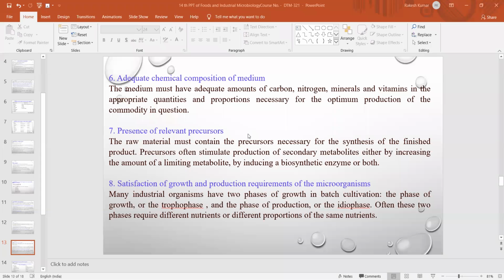Many industrial organisms have two phases of growth in batch cultivation. So automatically you have an idea about its growth behavior, how much time it will take during lag phase, how long the log phase is, what type of nutrient you have to add in the system. In different phases the requirement of the microbe is different. Automatically you must have a complete idea about those microbes as well as the behavior of the substrate you are using.